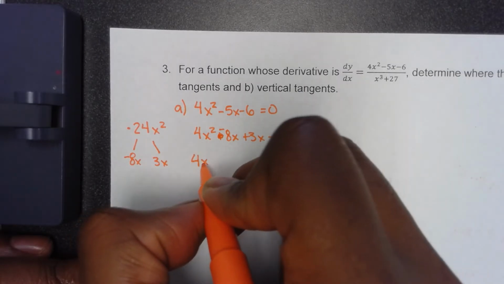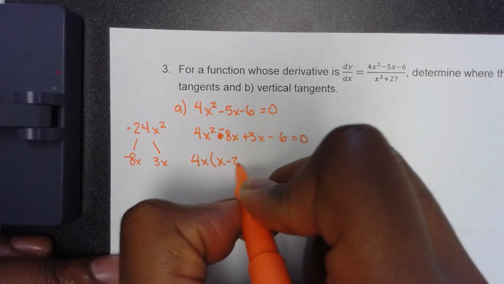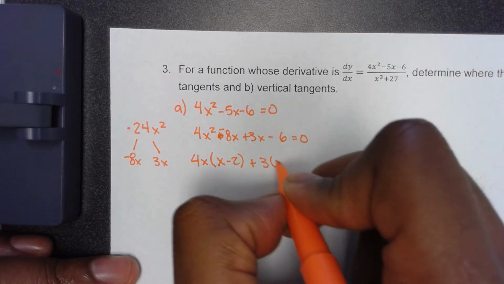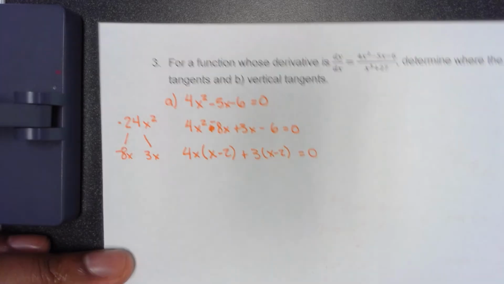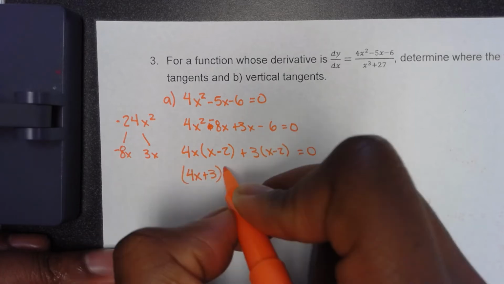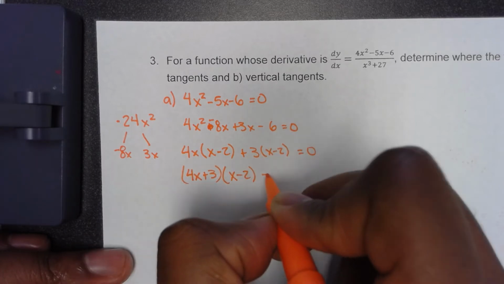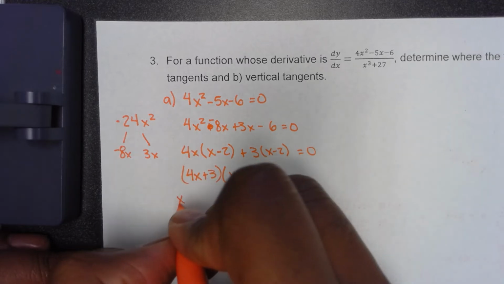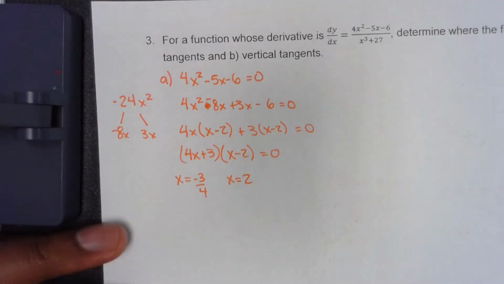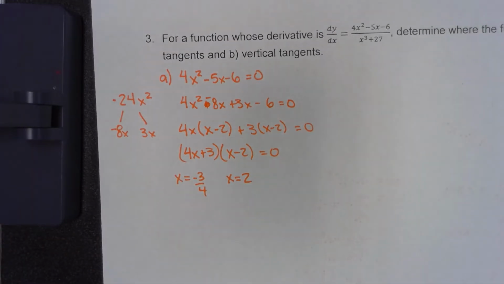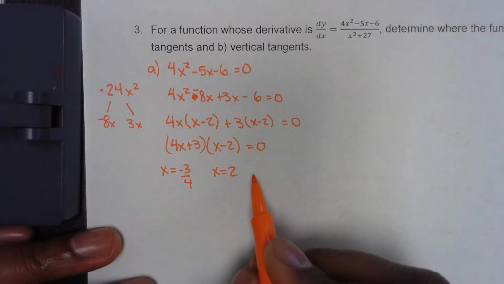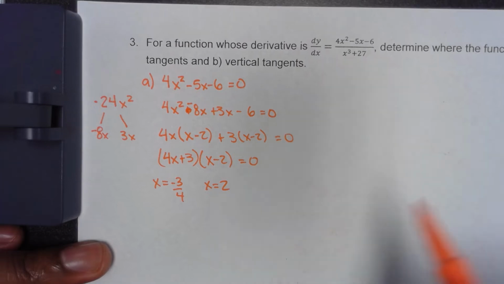We can factor out a 4x, so that would give us x minus 2, plus we can factor out a 3 for the second group. We get 3 times x minus 2 equals 0. So we get 4x plus 3 times x minus 2 equals 0. In one case, x equals negative 3/4. The other case, x equals 2. Those are our horizontal tangents. We can't find the y coordinate because we do not know the original function.